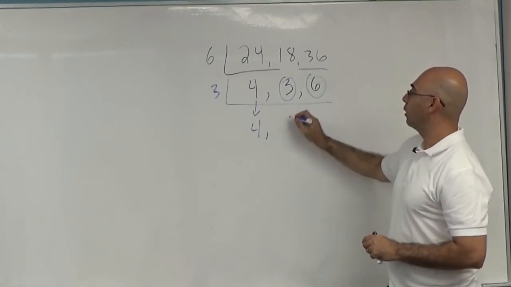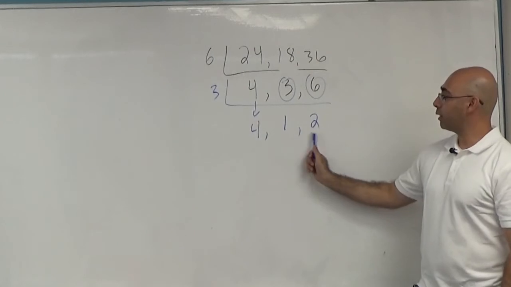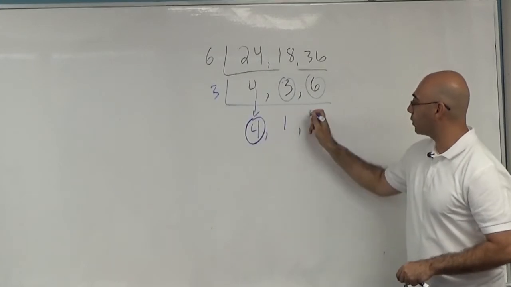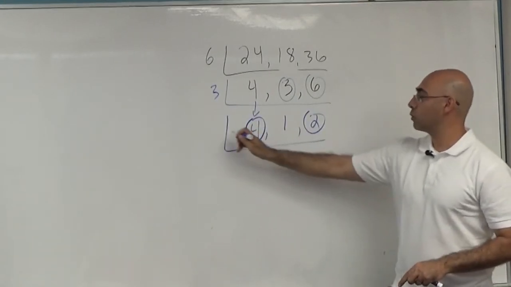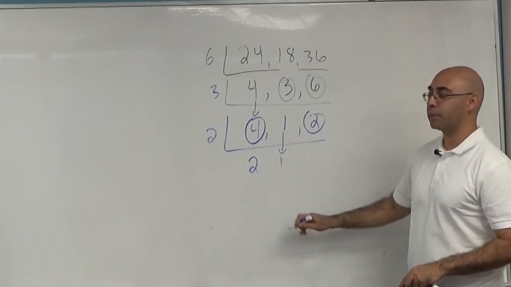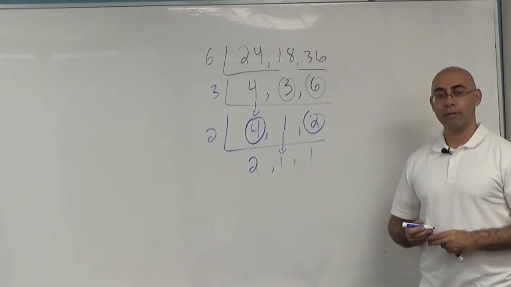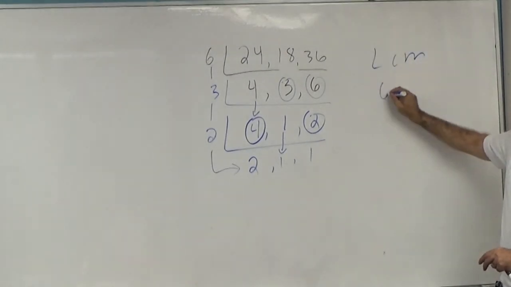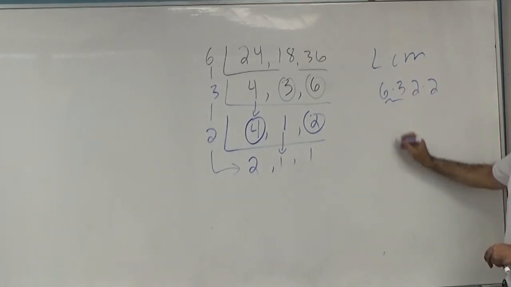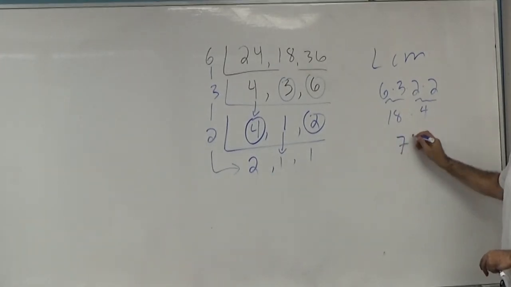3 goes into 3 once. 3 goes into 6 2 times. I look at this, and I can see I can reduce the 4 and 2 with the 2. So I'm going to circle these that I'm reducing and reduce them with the 2. How many times does 2 go into 4? 2 times. The 1 I don't care about, so I just drop it down. How many times does 2 go into 2? Once. Now there's nothing else to reduce there, is there? So my least common multiple is 6 times 3 times 2 times 2. What's 6 times 3? 18. 2 times 2 is 4. 18 times 4? 72.